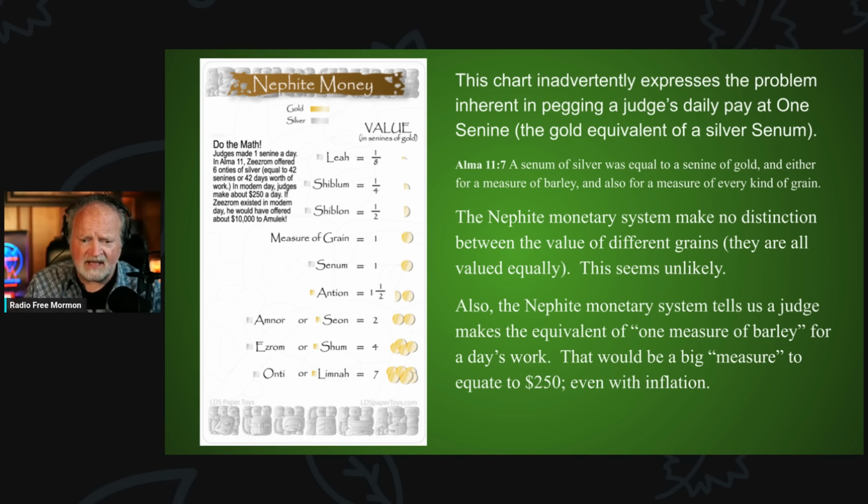Once again, let's go back to B.H. Roberts' comment about the Book of Mormon. It seems to be written by a youth, maybe a pious youth, certainly, but one with no real world experience in economics. He doesn't even know about that. He's going to make it not only pegged to a measure of barley.